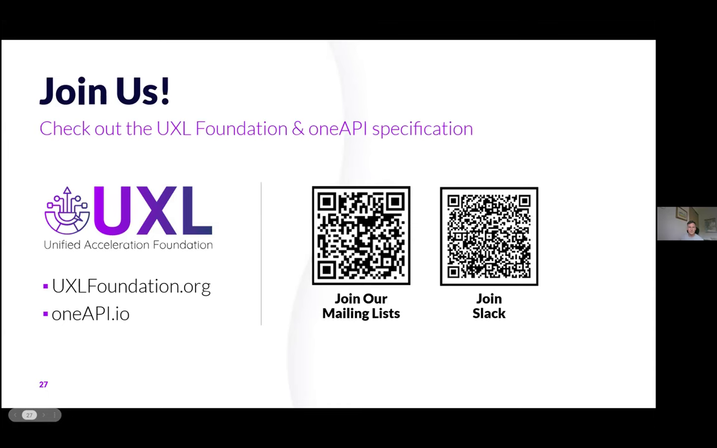I guess the last thing I wanted to put up here is please join us. Here's a couple of QR codes that might make things easier. You can join our mailing lists, you can join our Slack. If you want to get in touch with anyone, you can do that through those channels. The mailing lists will also tell you about when different meetings are happening and general news on specific projects or areas that you're interested in. We obviously have our web properties as well, so you can go in there and get in touch with us through those.